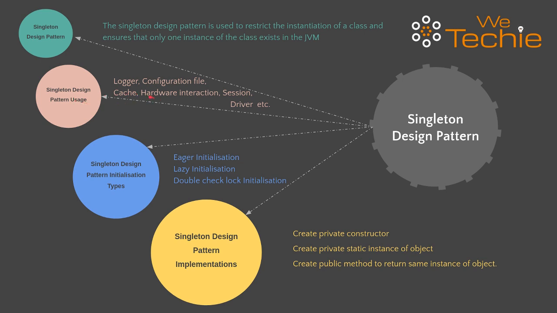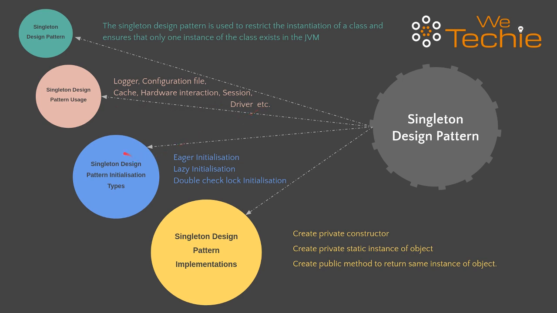We have another usage also, like hardware interaction. There are some limitations that hardware won't perform more than one operation at a time. So there also we use the singleton design pattern to perform a single operation at a single time, and also for sessions and drivers, so that it can maintain a single thing at a single time. So these are the usages. There are some other usages which we are not discussing because the focus is more on how many types of this pattern there are and how we implement them.